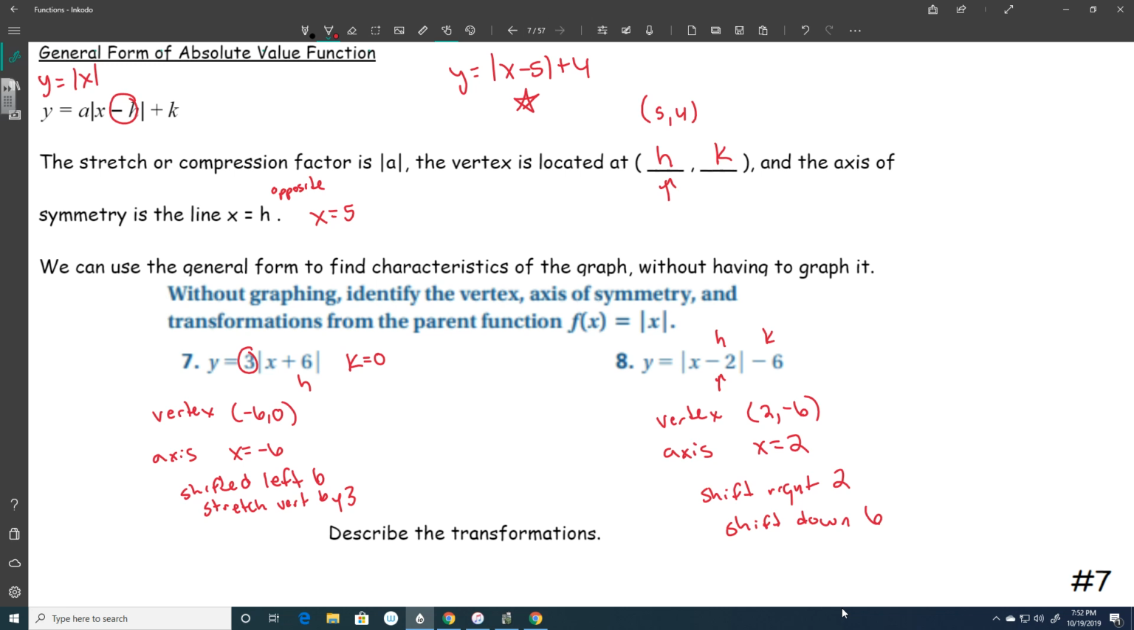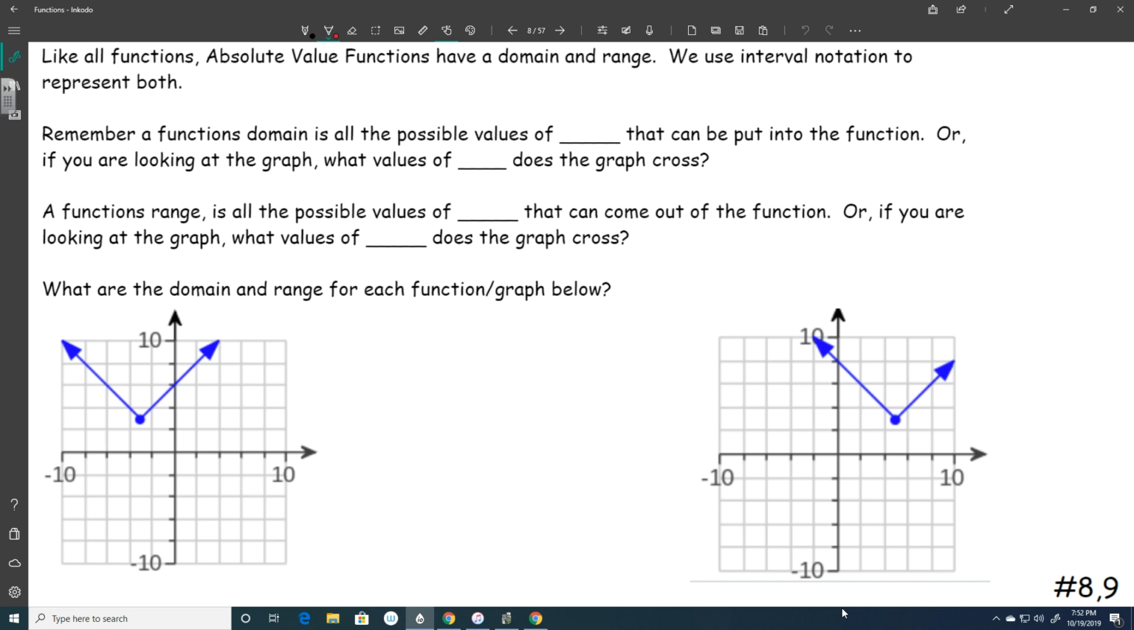Okay, last little bit, which kind of brings us to what we talked about at the very beginning of the lesson. Like all other functions, absolute value functions have a domain and a range. And we use interval notation to represent both of those. Just a reminder that a function's domain is all the possible values of x that can be put into the function. Or if you just look at the picture, what values of x does the graph cross?